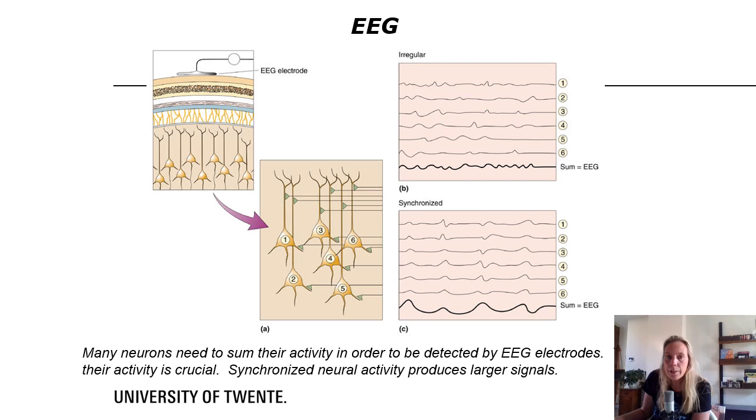So many neurons need to sum their activity in order to be detected by EEG electrodes. Their activity is crucial. Synchronized neural activity produces larger signals. And then the sum of all of these little signals that are given, so there are different summations, different sources are contributing, of course, together, and the sum of that is what we record here at the top, at the EEG.